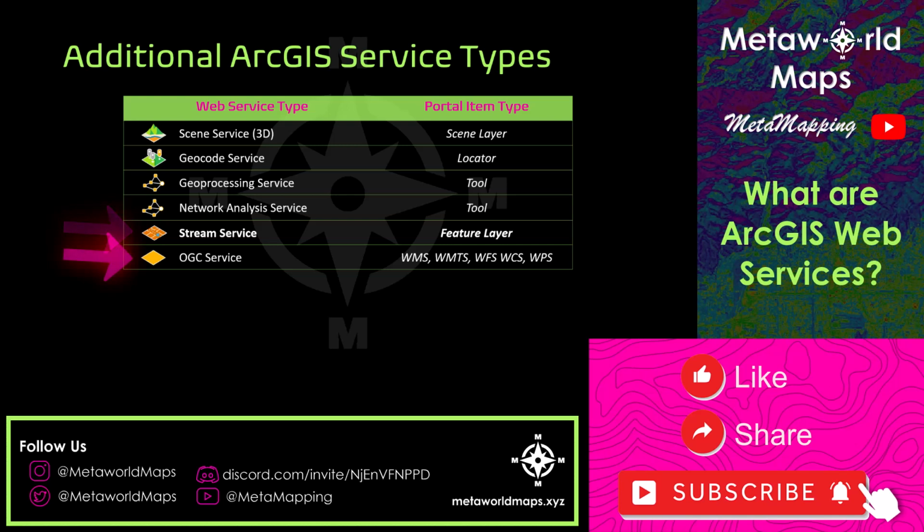And finally is the OGC service. The Open Geospatial Consortium, or OGC, web services make data available in an open and internationally recognized format over the web. Now, these OGC services have very similar characteristics as other ArcGIS services like Web Map Services, or WMS, or Web Feature Services like WFS. But again, they are standard service types that are provided by the OGC.